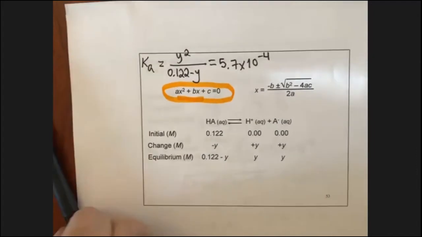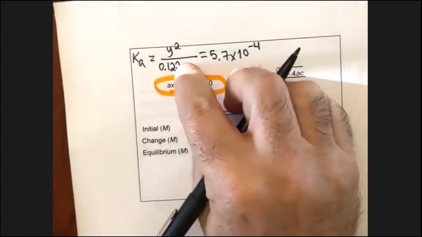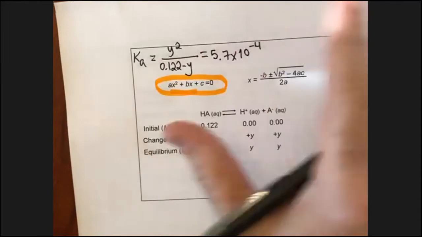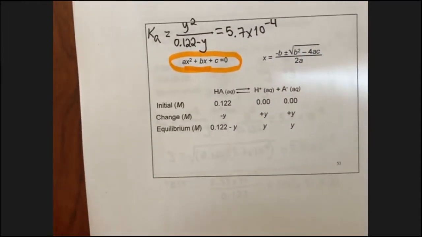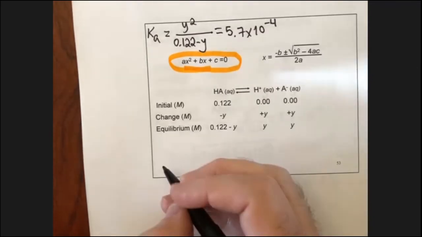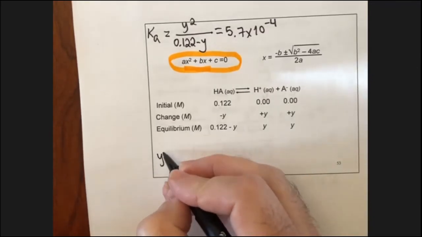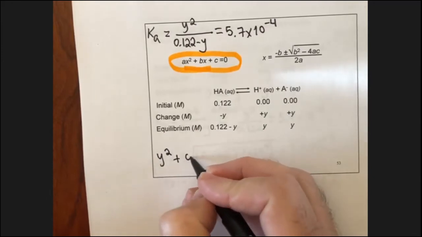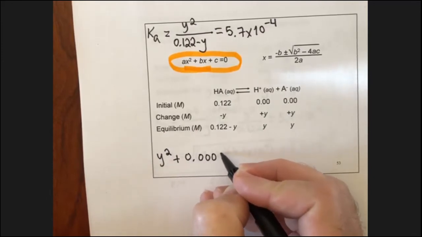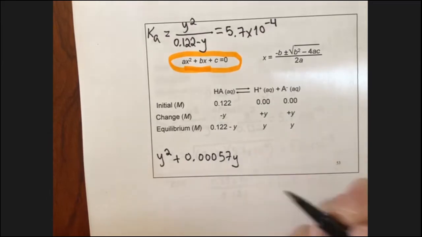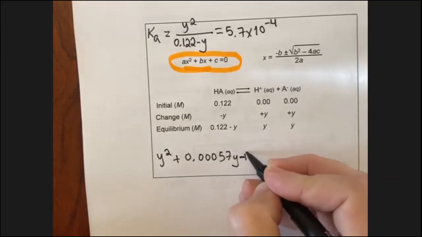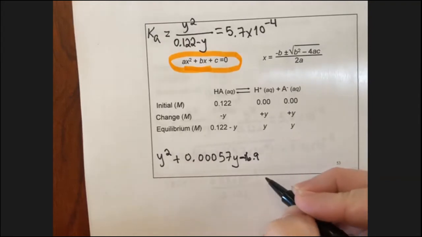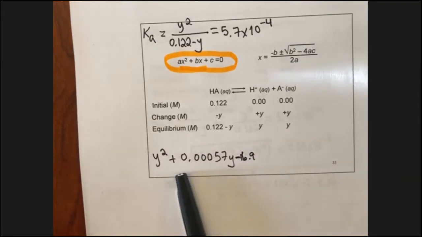Now, I'm going to skip all the math. You had to move this over there, multiply out, all this kind of stuff. I'm going to trust that you guys know how to do that. Essentially, the equation you're going to get is going to look like this: Y squared plus 0.00057Y. I'm not using scientific notation here just to save space. And minus, well, I guess I did here, 6.5. Tell you what, guys, let me see if I can erase that.